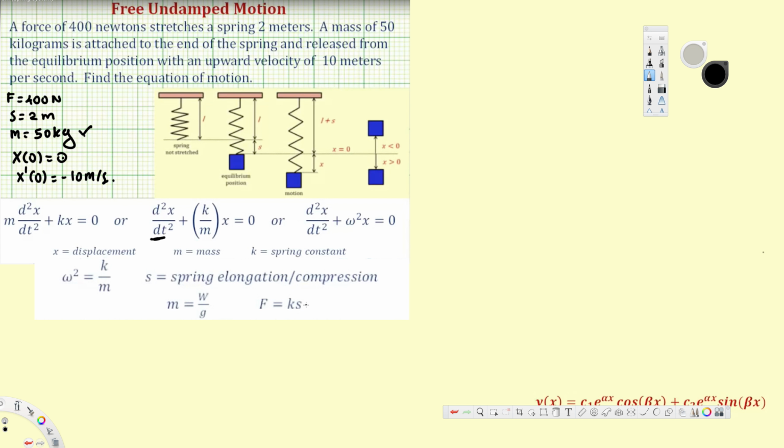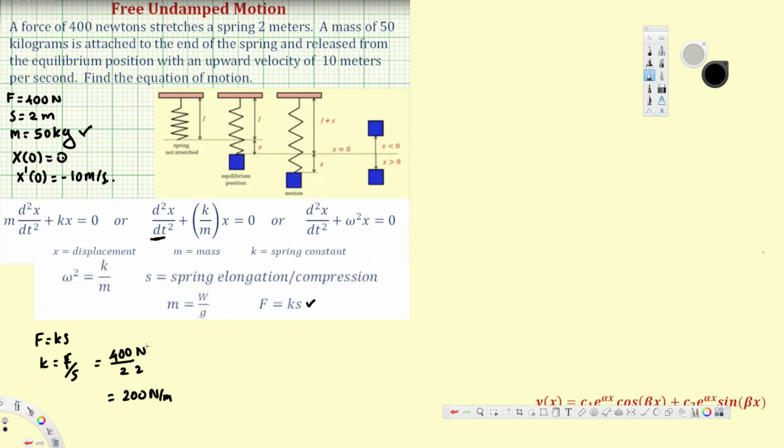F is equal to Ks, right? Since we have the force and stretch, we can use this to find out the spring constant. Now let's go ahead and do that. So F is equal to Ks, therefore K is going to be equal to F over S, right? So F over S, our force is 400 Newton, divided by the stretch, so 400 Newton divided by 2, that's going to give us 200 Newton per meter. This is going to be our spring constant.